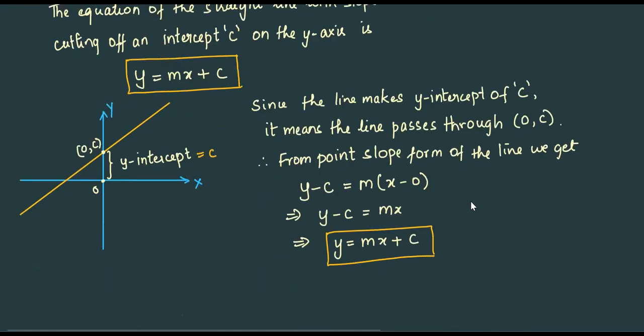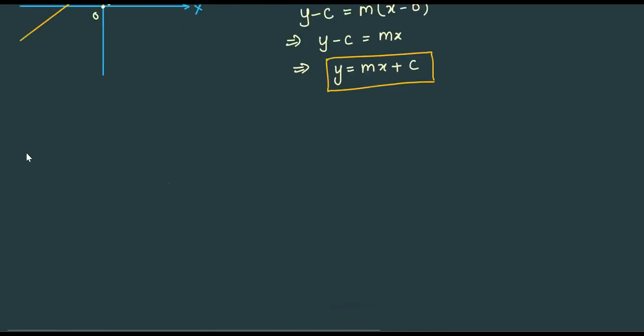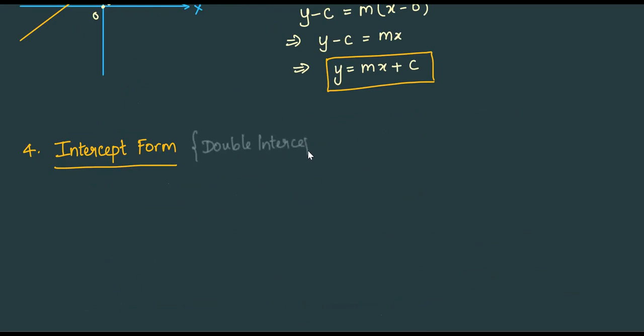Next, so this is the third form. The fourth form is called the intercept form, simply, not slope intercept form. It is commonly known as intercept form. Actually, it is double intercept, so it's a double intercept form, but it's popularly known as intercept form.